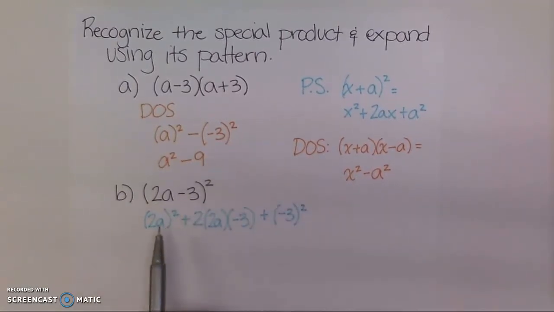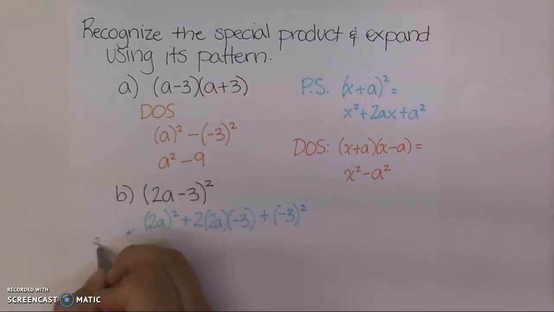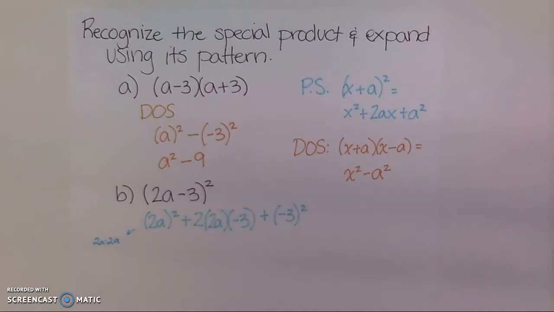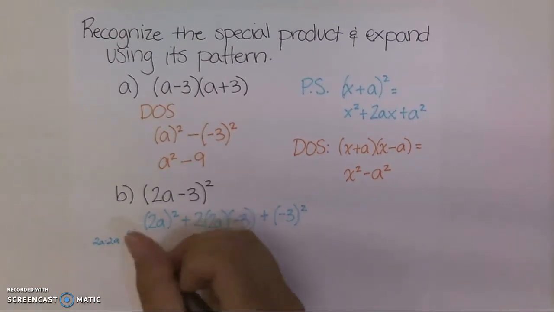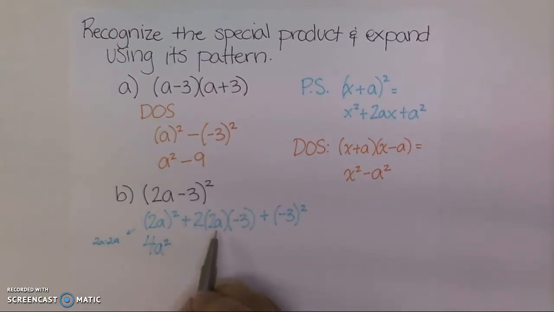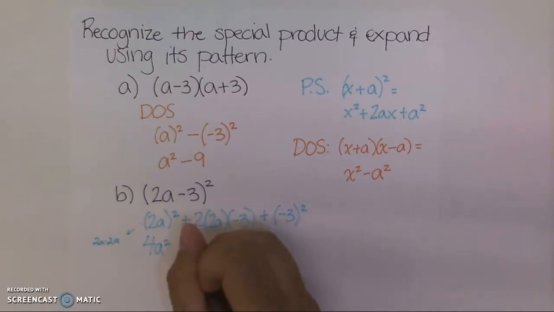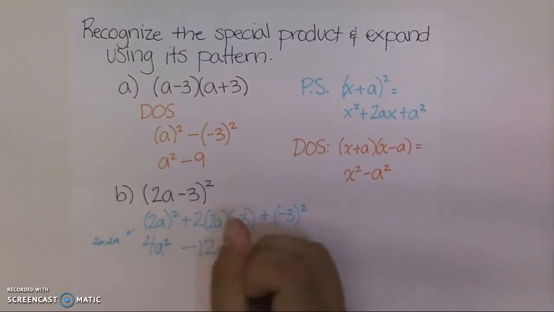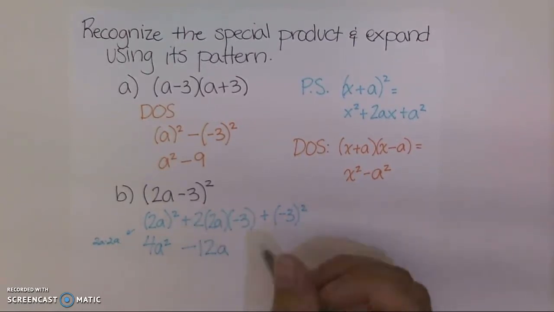So here's where a lot of people make a mistake, you guys. A lot of people make the mistake of not squaring this too. But remember that that is really like 2a times 2a. So 2a times 2a is 4a squared. And then 2 times 2a is 4a, times negative 3 would be minus 12a. And then negative 3 squared is positive 9.